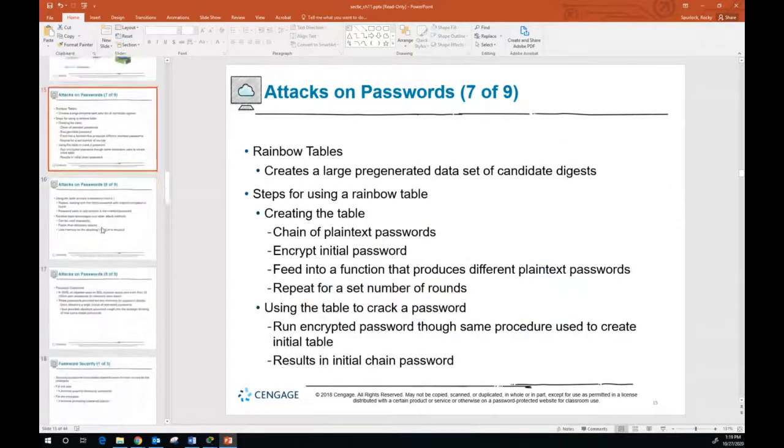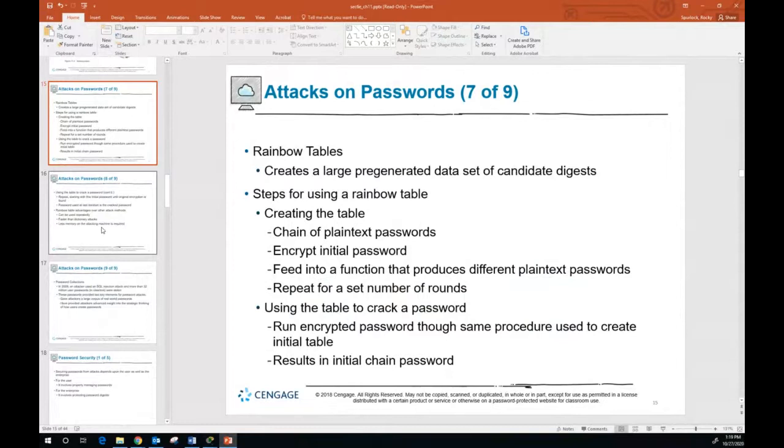All right, rainbow tables. They create a large pre-generated data set of candidate digests. They create the table, which is a chain of plain text passwords. They encrypt the initial password and feed it into a function that produces different plain text passwords, and they repeat this for a set number of rounds. They can use this to crack a password. They run the encrypted password through the same procedures they used to create the initial table, and this results in the initial chain password.